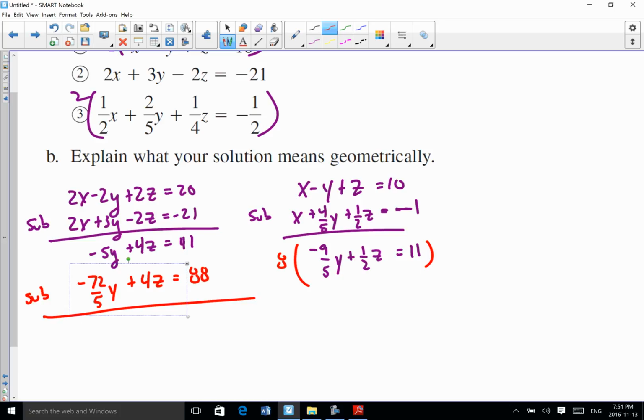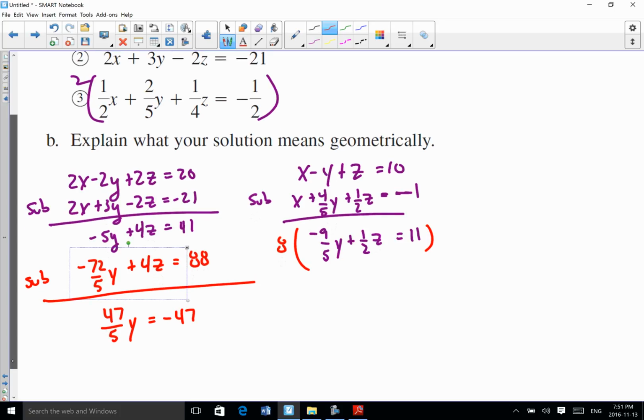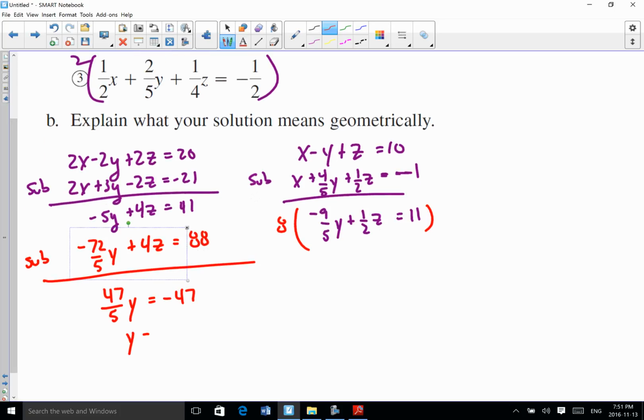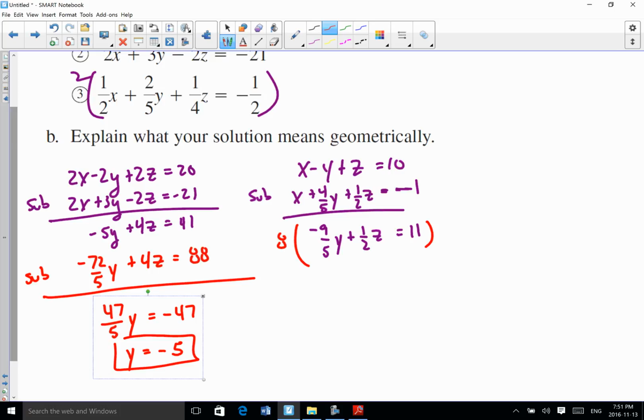I'm going to subtract them. So negative 5 minus negative 72 over 5 comes out to 47 over 5y. And 41 minus 88 makes negative 47. Well, when I cross multiply and solve this one, I end up with y having to equal negative 5. Well, that worked out much better in the end. Okay, once I've got that, let's go back to a previous equation.